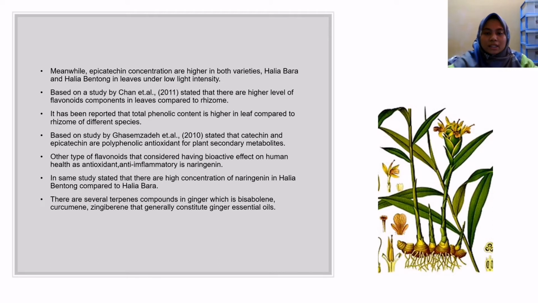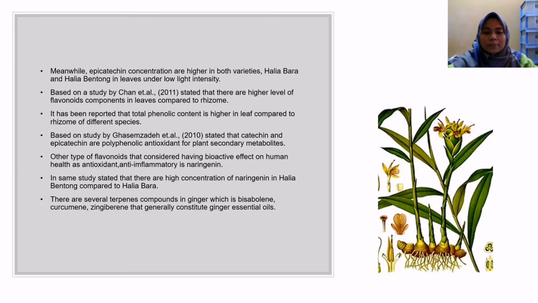Based on a study by Chan et al. in 2011, state that there are higher levels of flavonoid components in leaves compared to rhizomes. Based on a study by Ghasemzadeh et al. in 2010, state that catechin and epicatechin are polyphenolic antioxidants for plant secondary metabolites. The other type of flavonoids that is considered having bioactive effect on human health is naringenin. In the same study, stated that there is high concentration of naringenin in Halia bentong compared to Halia bara.